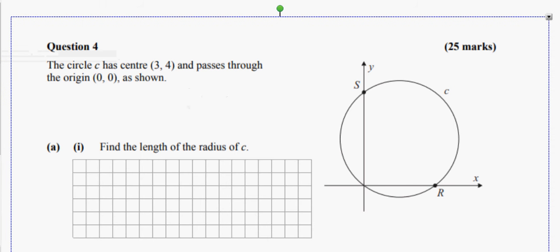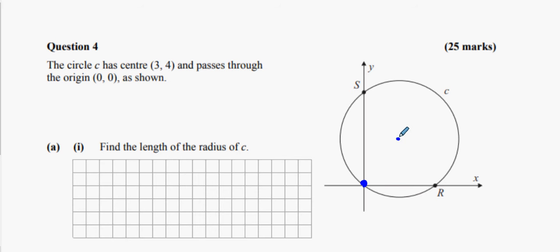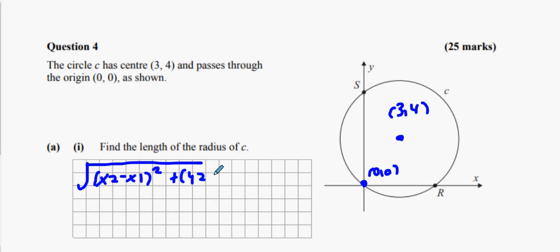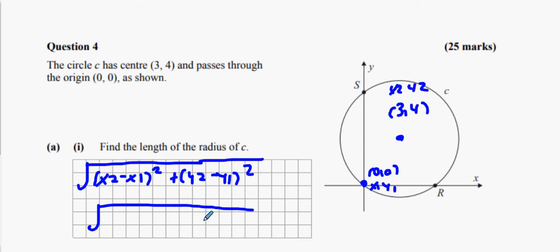Alright. The circle has a center 3, 4 and passes through the origin at 0, 0. Find the radius. Well, we'd all hope that you'd use the distance formula. The distance formula is the square root of (x2 minus x1) squared plus (y2 minus y1) squared. Call that x2, y2 and x1, y1. What we're going to get is 3 minus 0 squared plus 4 minus 0 squared, which gives a radius of 5.